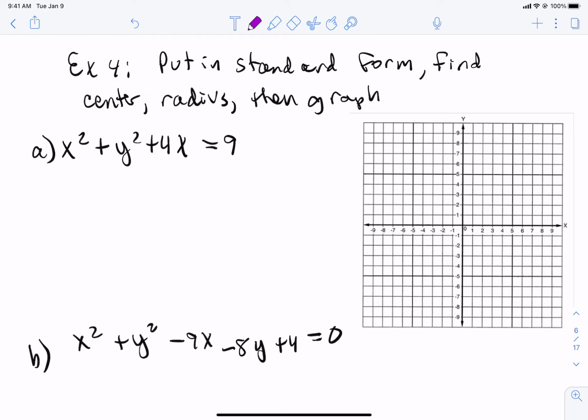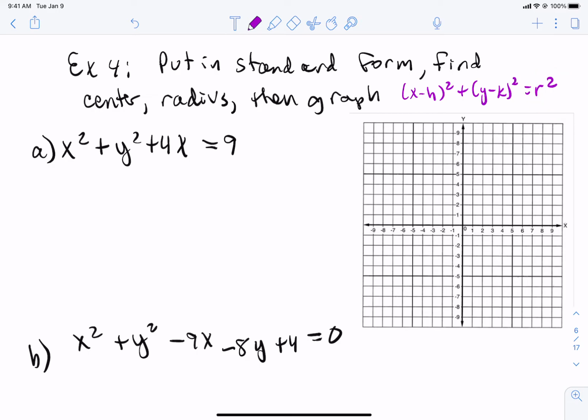So let's start with A. Now remember what we're shooting for here. Our standard form is x minus h squared plus y minus k squared equals r squared. Okay? So we need 2 sets of perfect squares, and then that equals our number, and then we'll go from there. Okay, so what are we going to do?